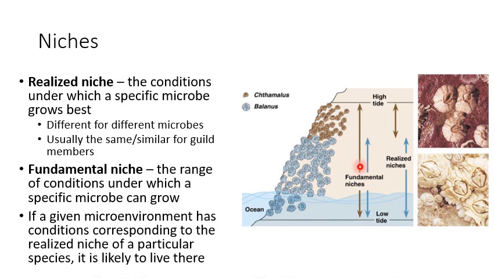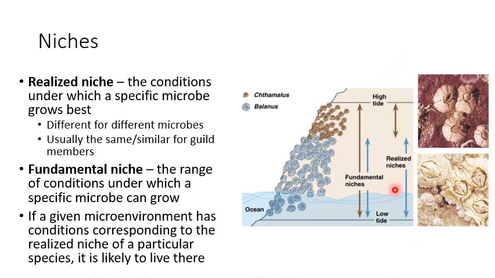In blue, you have a smaller arrow. That is the fundamental niche for the Balanus barnacle. So it too cannot grow below low tide. It cannot be submerged all the time, but it also can't grow up at the high tide mark like the Chthamalus barnacle can. That is outside of its fundamental niche. So it needs to have water on it for more time than the Chthamalus barnacle does, or it has a lower tolerance for different water conditions than the Chthamalus barnacle has.